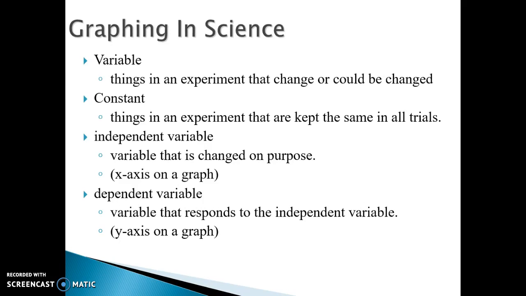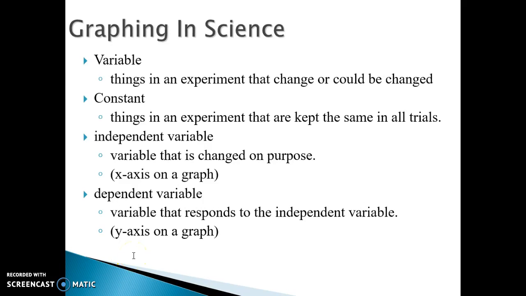So we have two different types of variables. The first one's called an independent variable. An independent variable is something in your experiment that you are going to change on purpose. Okay, it's important to understand that when you graph your variables, the independent variable is going to go on the x-axis. And remember, the x-axis is the horizontal line on a graph.